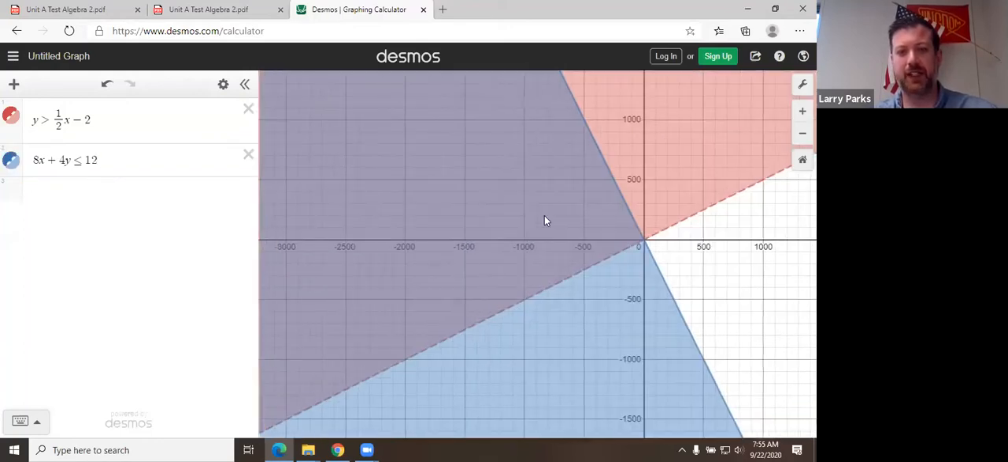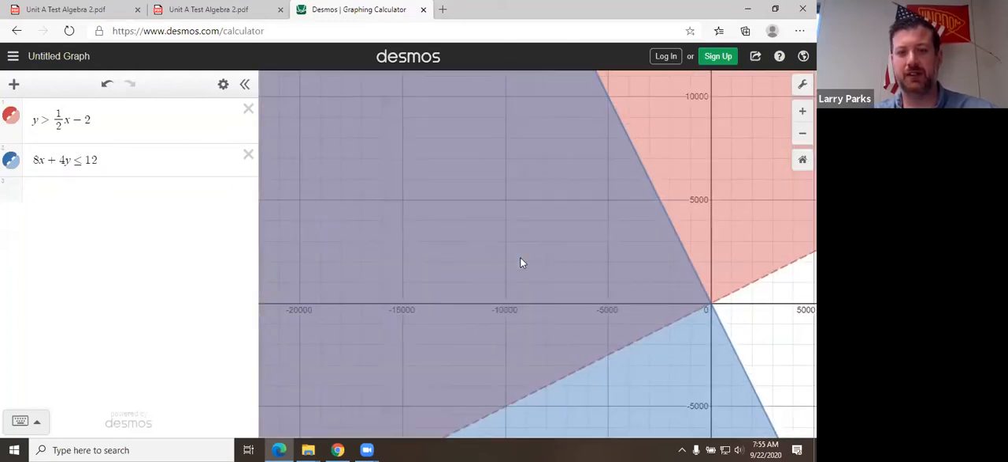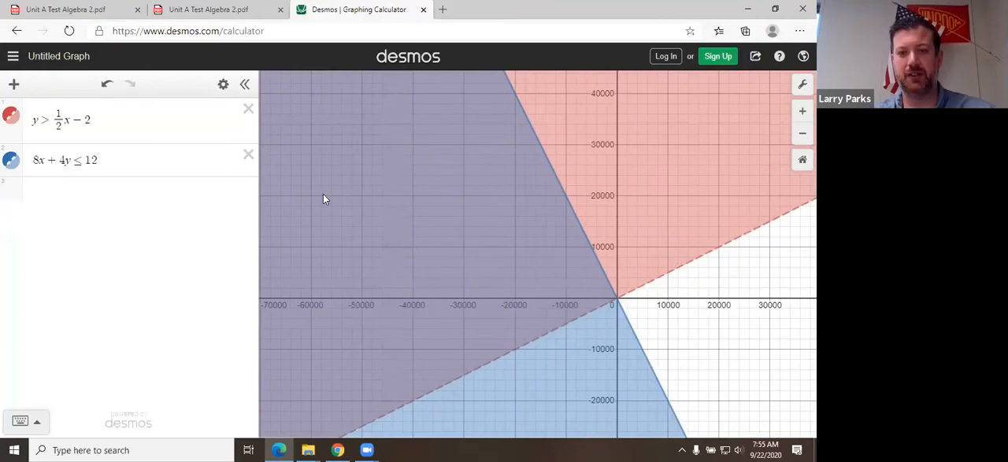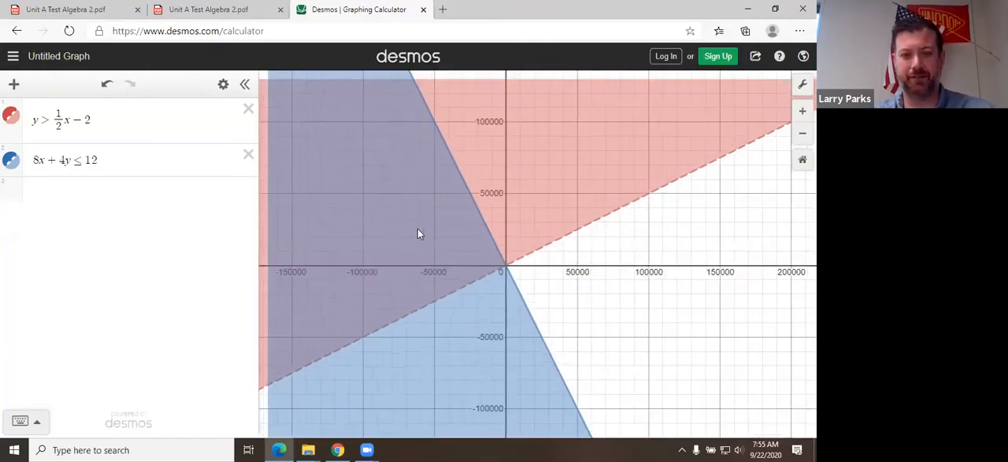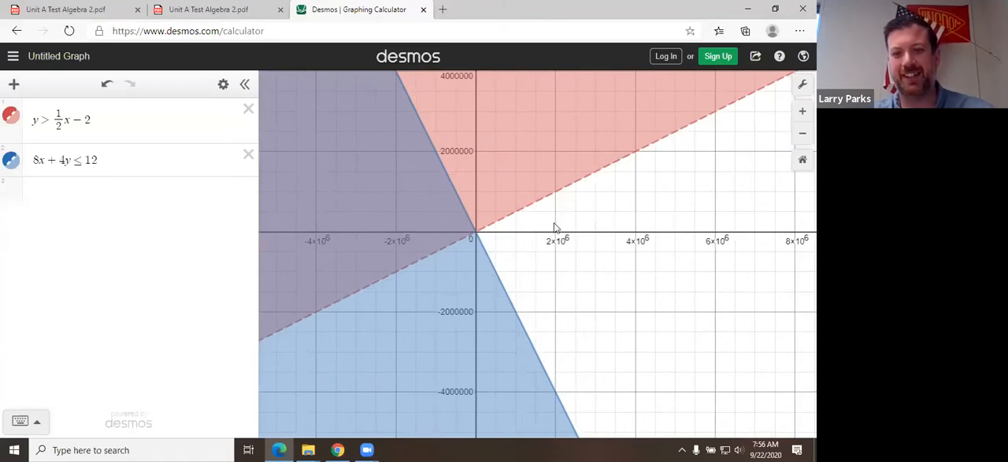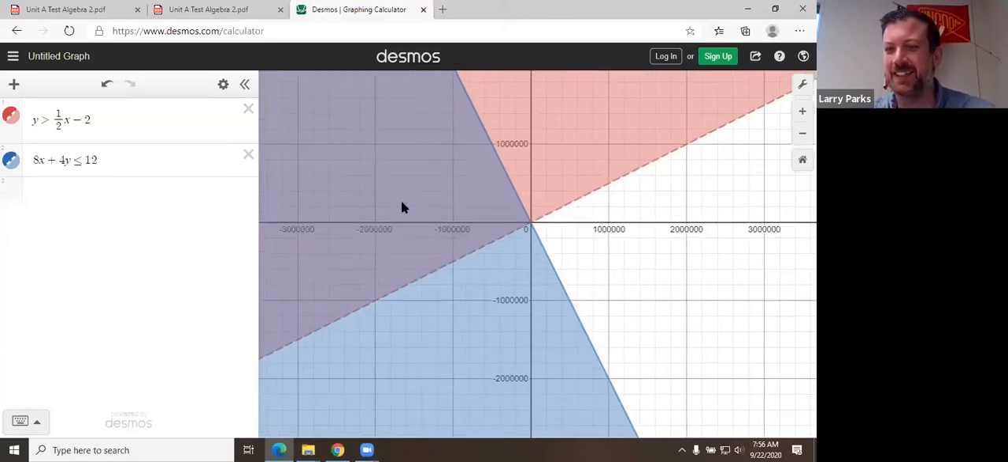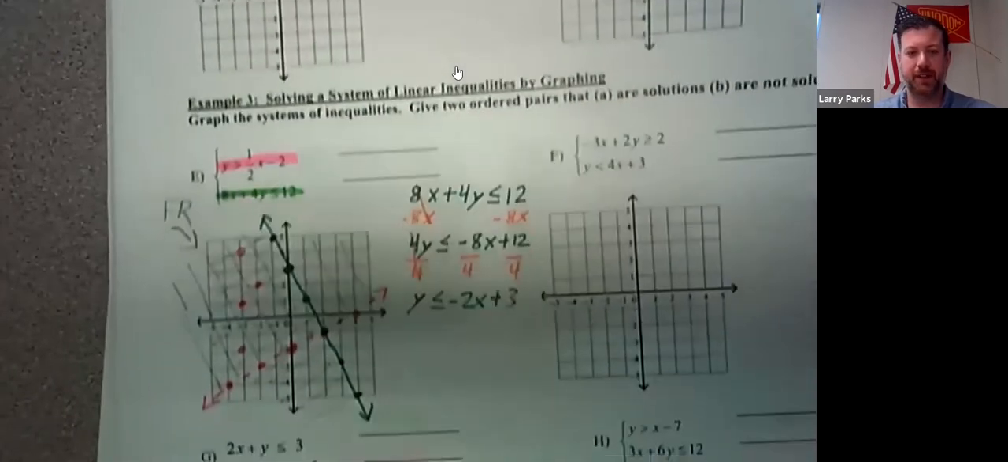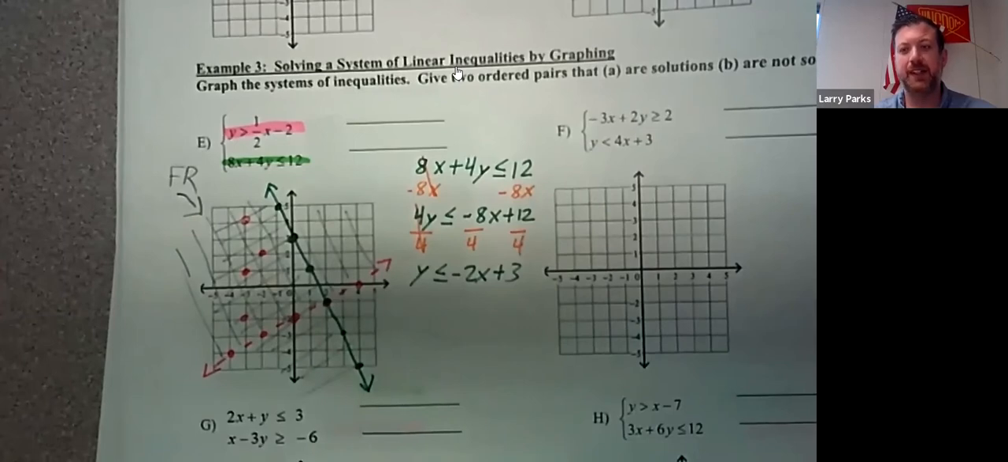this feasible region's over here, and it goes forever. It's infinite. I mean, we're down to what, 1 million now? I don't like scientific notation, but you can see there's an infinite amount of solutions. And then this is exactly the same thing we just had. So you could also use Desmos to check your work.